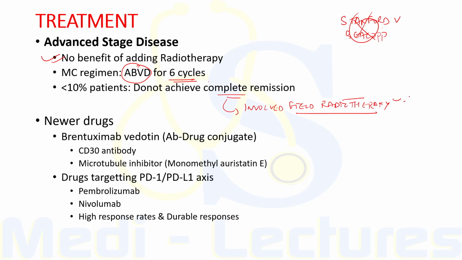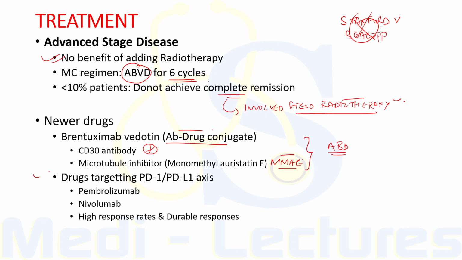Now newer drugs have been developed specially for patients with relapsed disease. These drugs include brentuximab vedotin, which is an antibody drug conjugate. So it has a CD30 antibody which is conjugated to microtubule inhibitor, which is monomethyl auristatin E, known as MMAE. Now this drug has been combined with doxorubicin, bleomycin, dacarbazine in early phase studies for advanced stage Hodgkin lymphoma, and it has shown favorable efficacy compared to the historical controls.